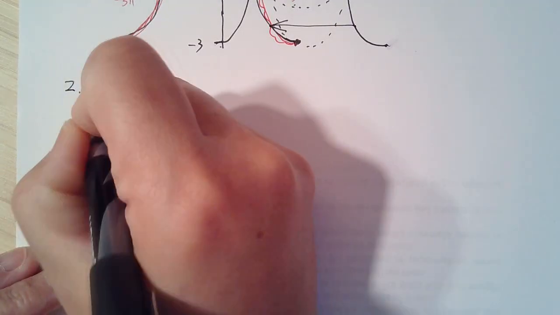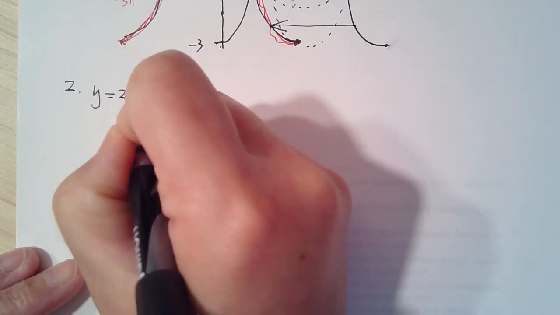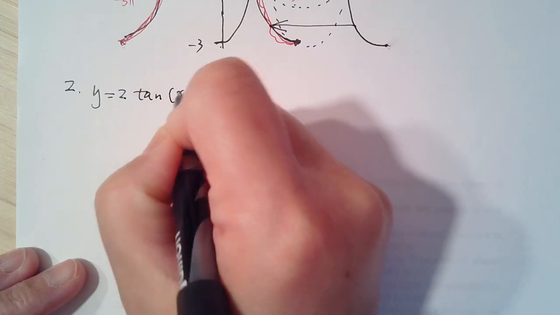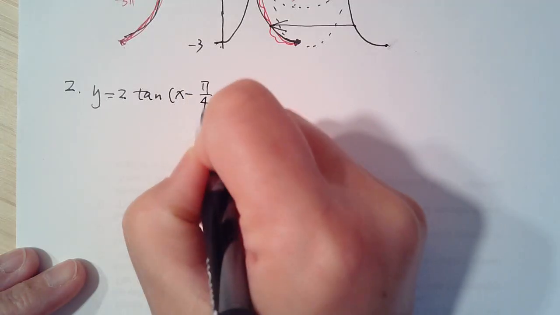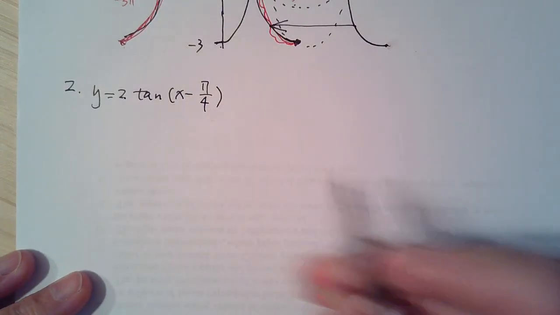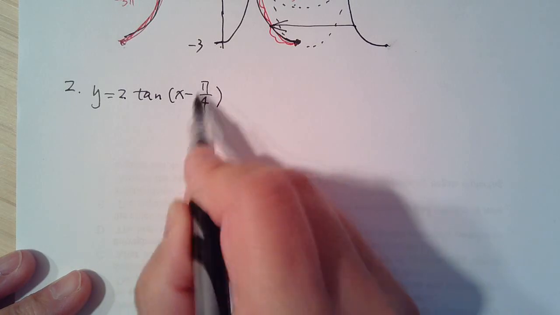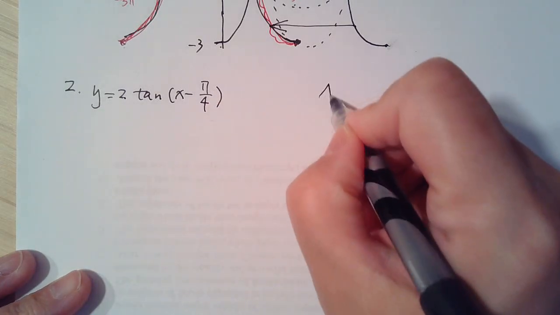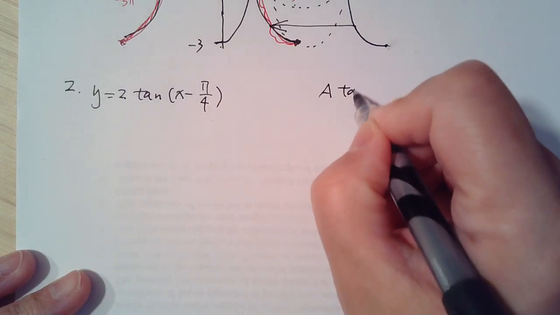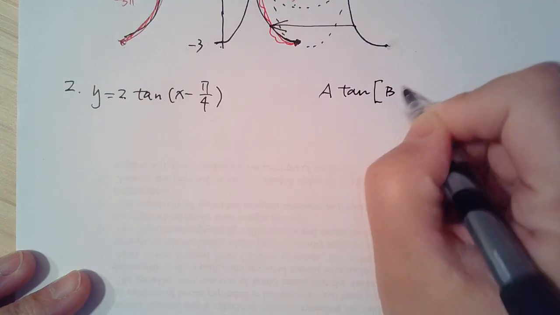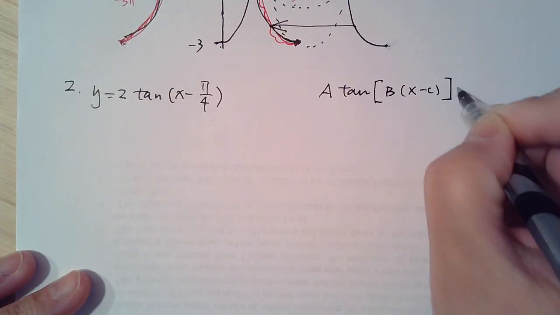I'm sorry. y equals 2 tangent of x minus pi over 4. Well, this looks much easier because we only need to worry about this and this. Remember, it should be A tangent B x minus c plus d.